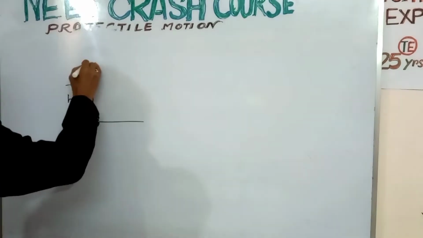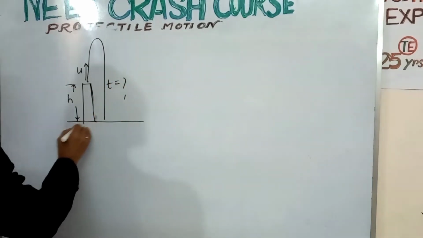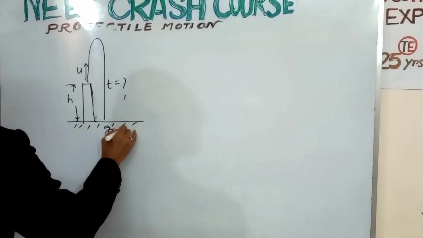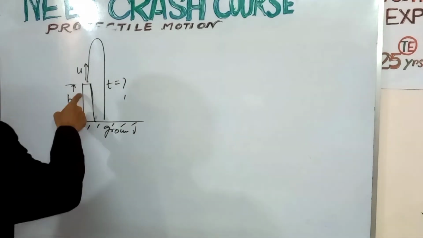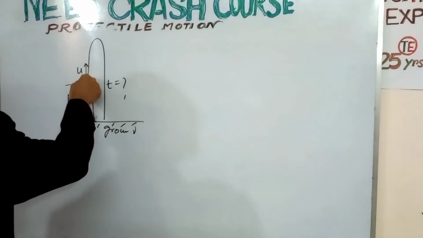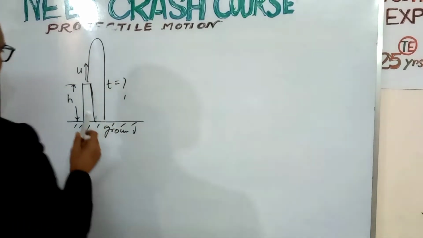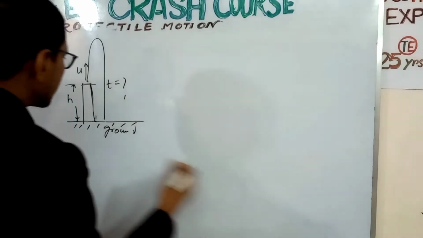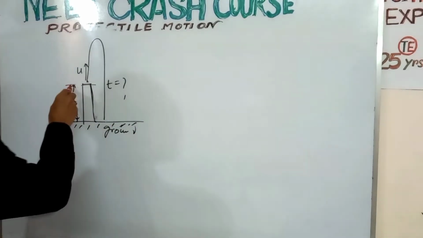Now the body is projected with velocity u. What is the time taken to reach the ground? This is the ground. A body is projected from the top of a tower of height h with velocity u. What is the time taken to reach the ground? We can find this time by using a single equation. This is the projection level.